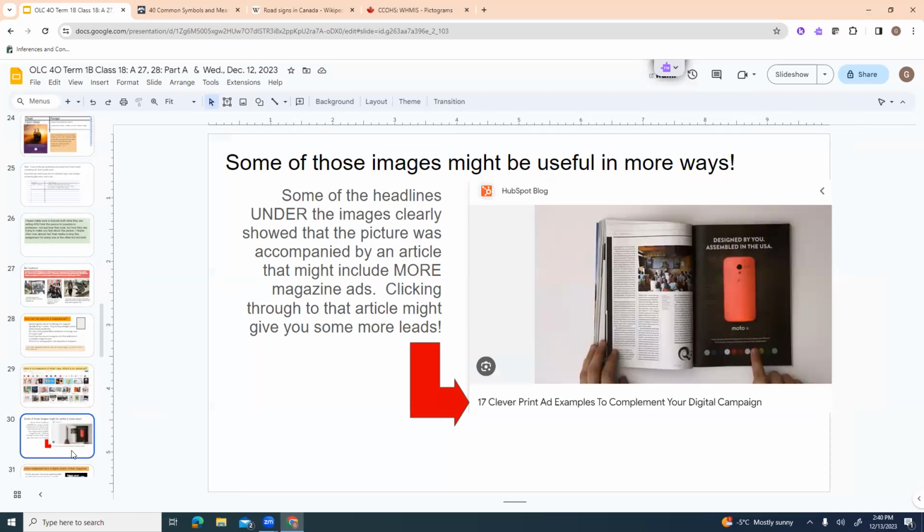Now, some of these images might be useful in more ways than one. So this is what I was just talking about. See how underneath it says 17 clever print ad examples? This shows that there's going to be more print ads if I click on it. So it might give you some more great ideas.